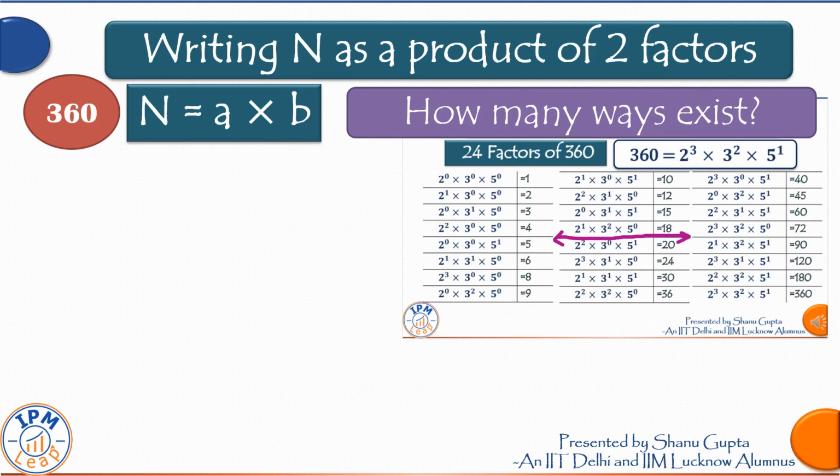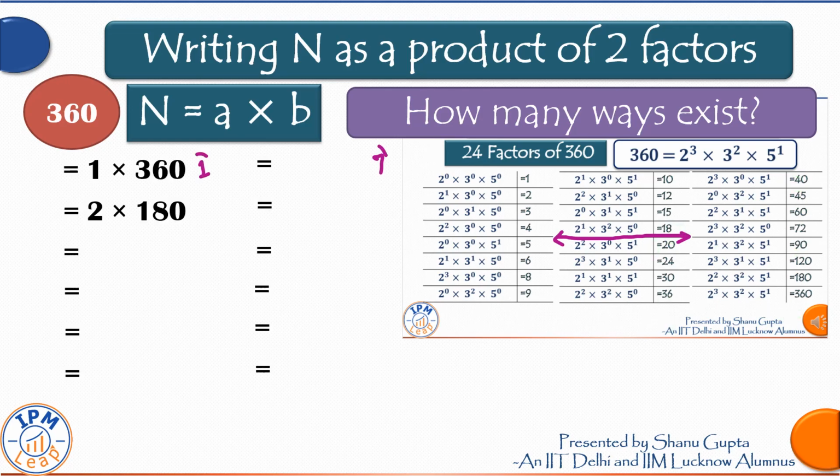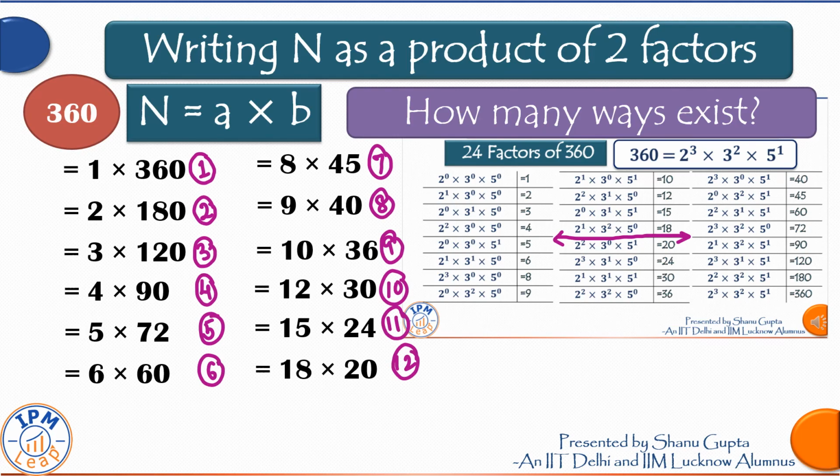The number 360 has 24 factors which can be divided into 2 halves. See, these 24 factors of 360 are in ascending order. 12 factors till the number 18 are the smaller ones and the other 12 factors will be the bigger ones. We start writing 360 as a product of two numbers, smaller number first. So we write 1 into 360, then 2 into 180, then 3 into 120 and so on. The 12th way would be 18 into 20.